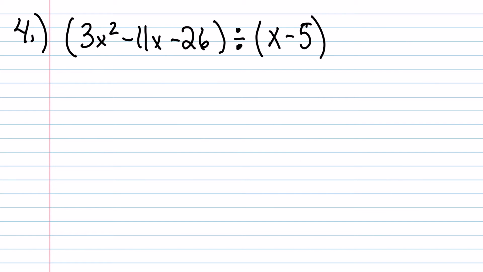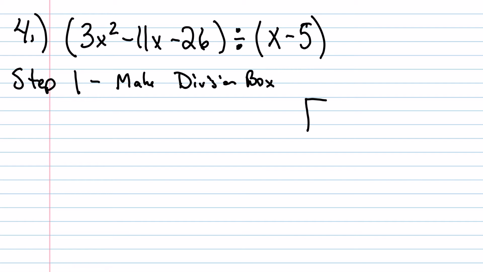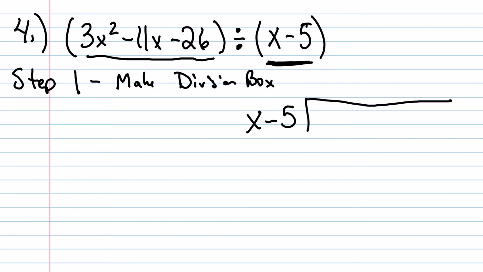All right, so to do polynomial long division, remember we said in class that the first step was to make your division box. So that's all I'm going to do, I'm going to make my division box. And I'm going to put something on the outside, something on the inside. X minus 5 goes on the outside. And 3x squared minus 11x minus 26 goes on the inside.